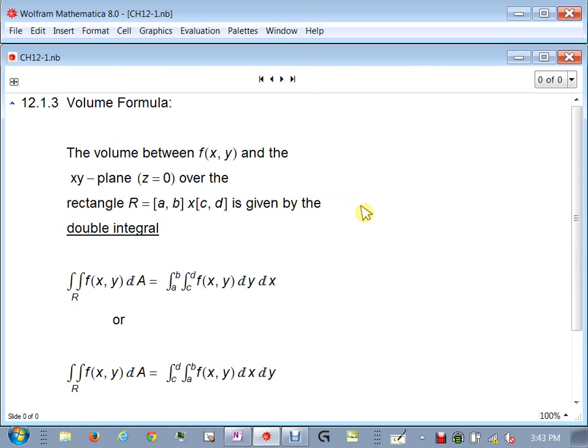So here's our general formula. The volume between f of x and the xy plane z equals 0 over a rectangular region. Notice the notation here, the rectangle R. The notation is the closed interval [a, b] cross closed interval [c, d]. That little cross here does not mean cross product. This is just the notation for a rectangle in two-dimensional space. You have the interval on the x-axis, the interval on the y-axis. You do a cross of those, and that gives you your rectangle.